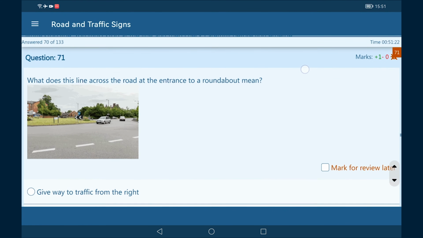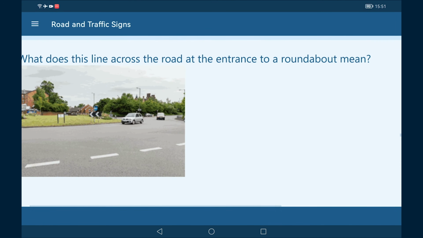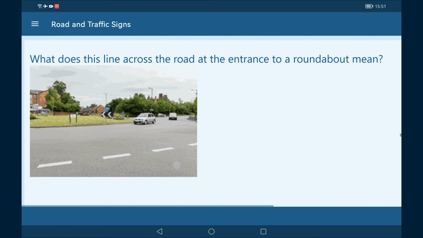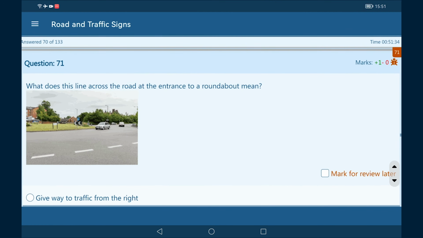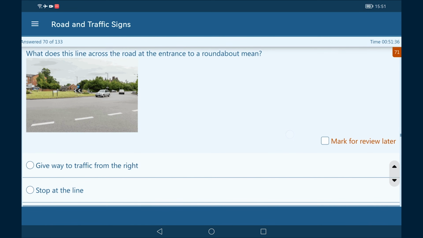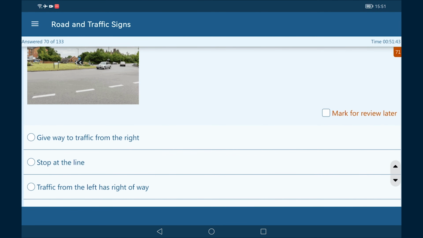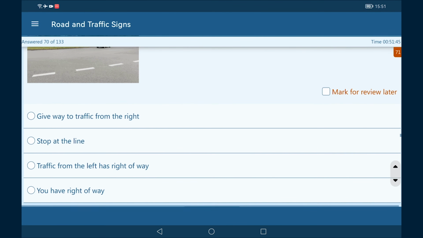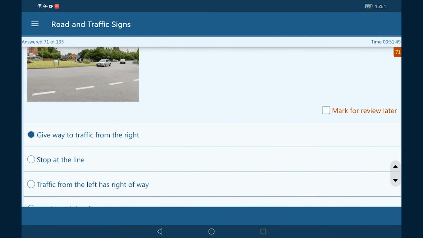Question 71. What does this line across the road at the entrance to a roundabout mean? Option 1. Give way to traffic from the right. Option 2. Stop at the line. Option 3. Traffic from the left has right of way. Option 4. You have right of way. The correct answer is Option 1, that is, give way to traffic from the right.